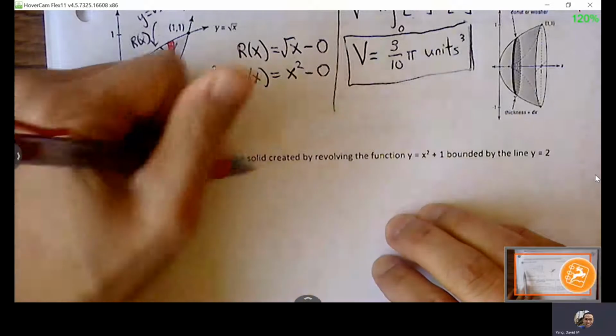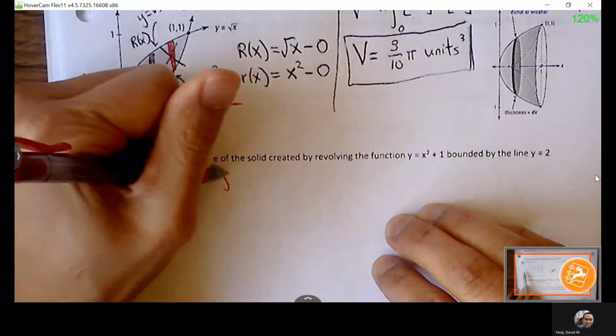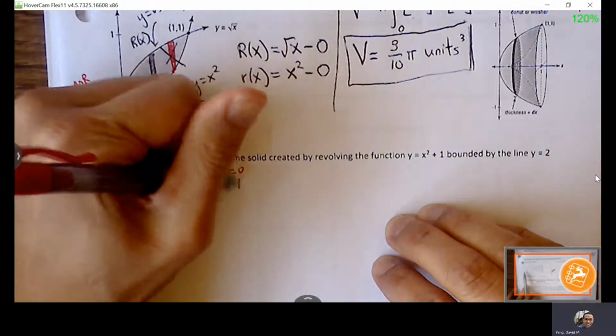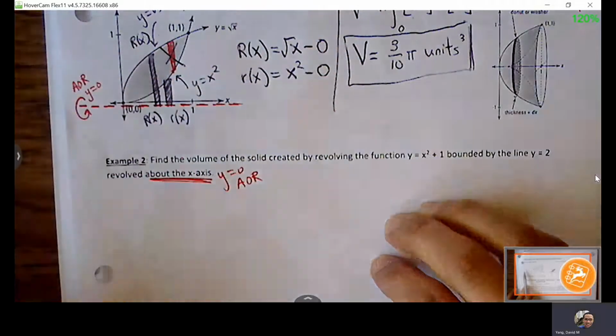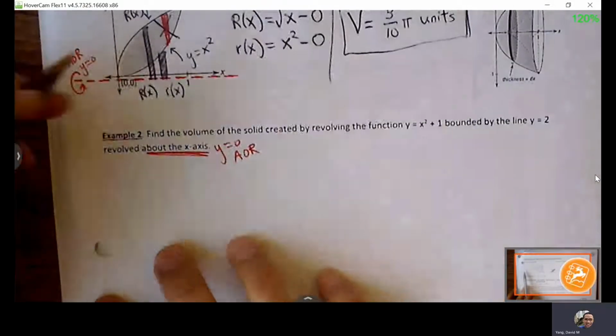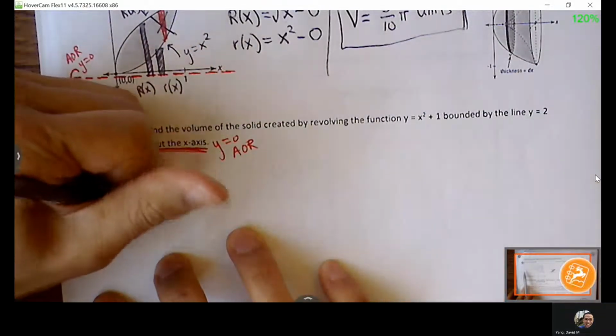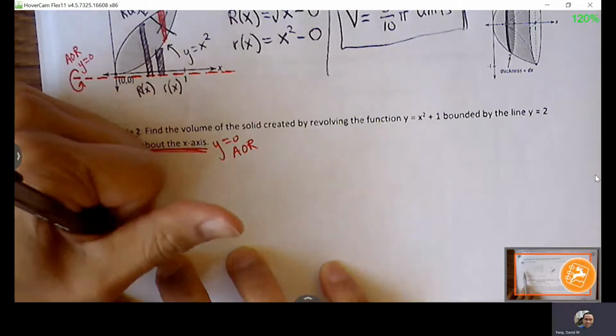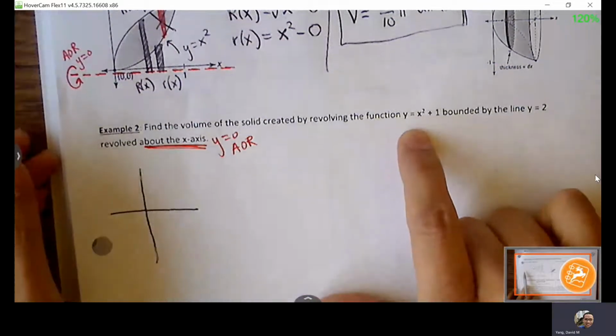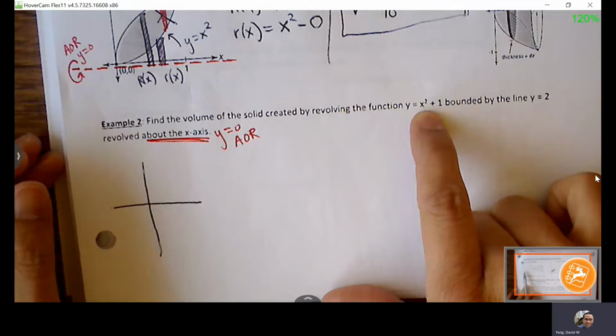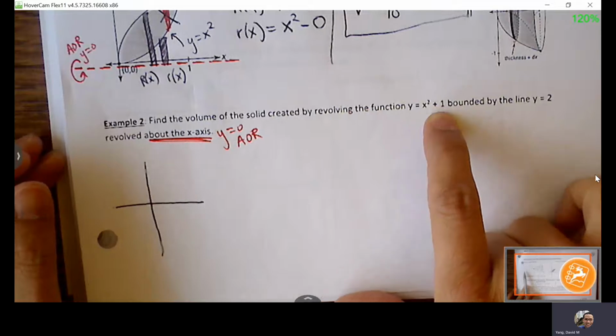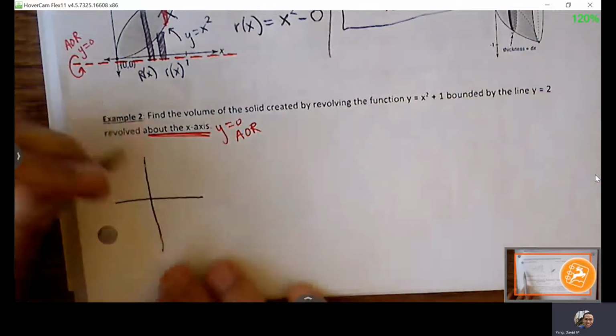Okay, so this is our axis of revolution. Let's build our graph here. Okay, y equals x squared plus 1. That's just a parabola that's shifted up 1 unit. Y-intercept at 1.